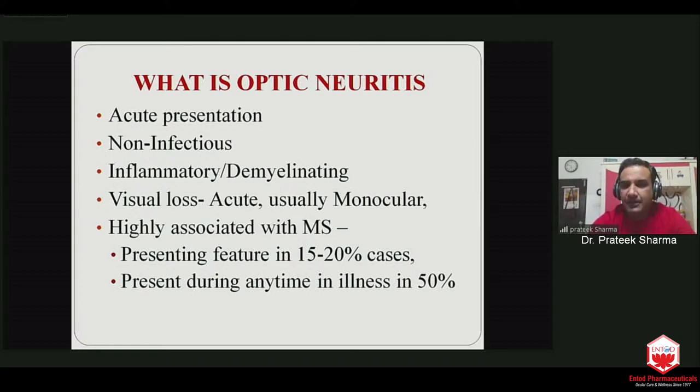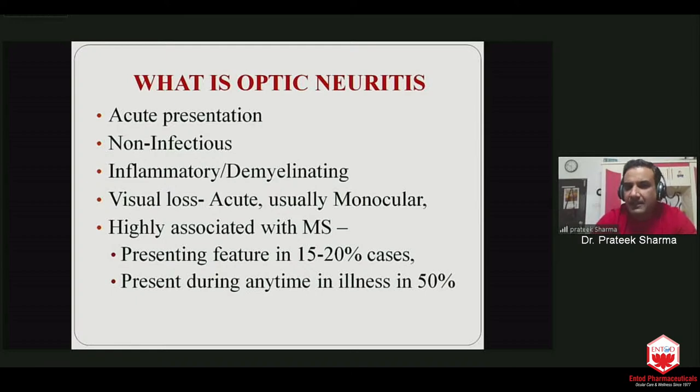So it could be a start of any first attack of demyelinating illness, which could be multiple sclerosis or even the NMOSD or other illnesses, which have come into picture much more commonly than previously now. Now, neurologists are much more into all these things. And can it start off some other demyelinating illness, which is of vasculitic origin? So optic neuritis can start off them. Visual loss is acute and usually monocular.